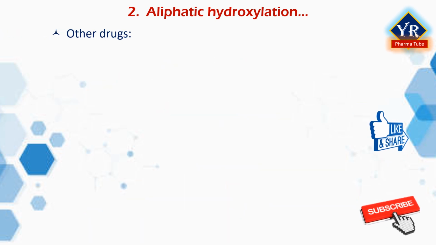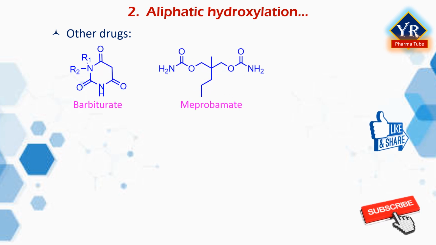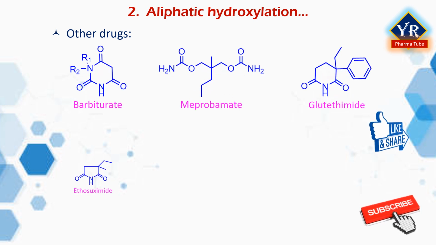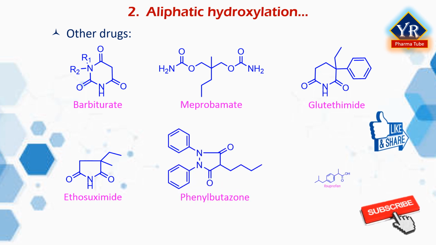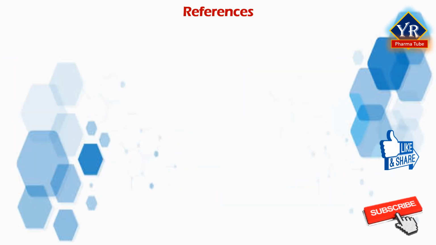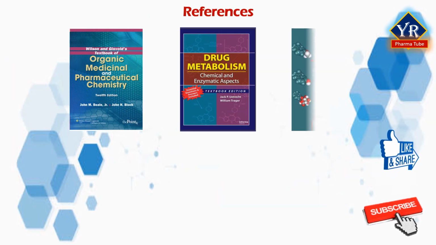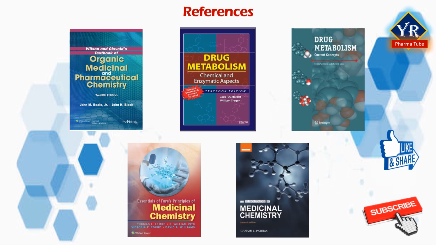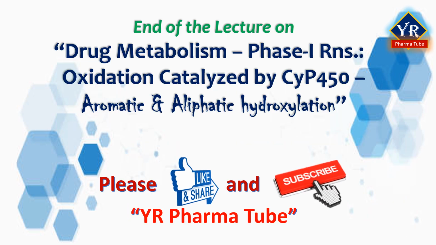Other drugs that undergo omega and omega-1 oxidations include barbiturates, meprobamate, glutethimide, ethosuximide, phenylbutazone, ibuprofen, etc. This is the list of references followed for the lecture. That's all in this video: the oxidations catalyzed by cytochrome P450 enzyme in aromatic and aliphatic drugs.